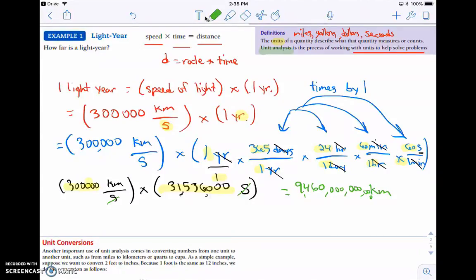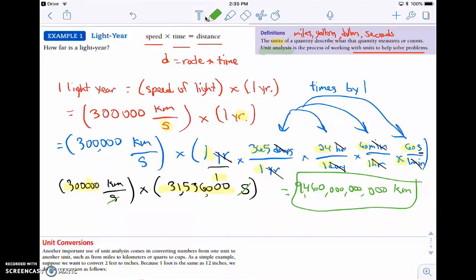Oof. So there should be 1, 2, 3, 4, 5, 6, 7. Oops, 3, 6. I should have 10 zeros in there. Sorry, I messed that up there. Okay. So 9,460,000,000,000 kilometers is 1 light year. That's the distance of 1 light year.